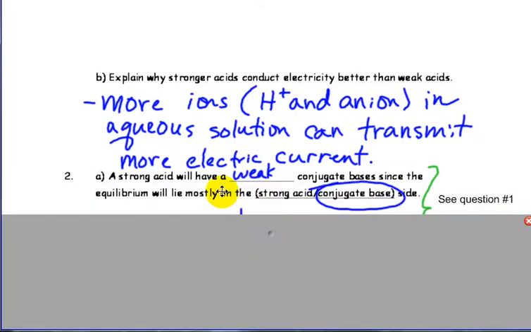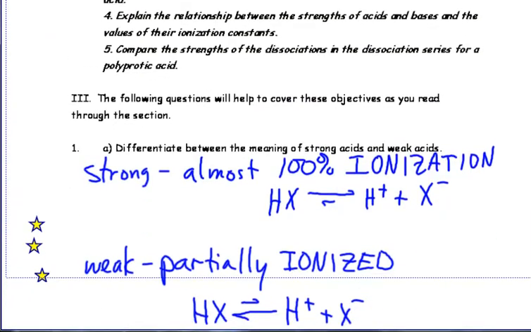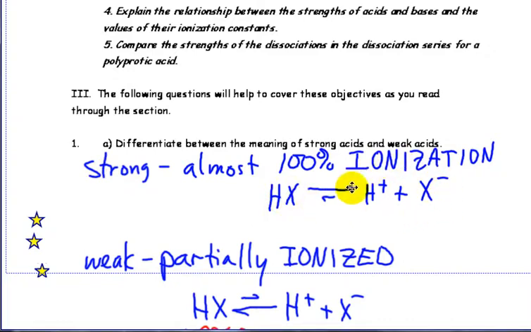And of course, a strong acid will have a weak conjugate base, since the equilibrium lies mostly on the conjugate base side. So a strong acid has a weak conjugate base, which makes sense because with a strong acid, most of it exists on this side. So X going back and forming HX, receiving the H, won't happen very frequently, because you can see only a small part of it goes that way. So a strong acid will have a weak base.